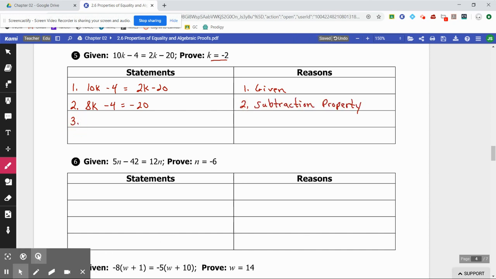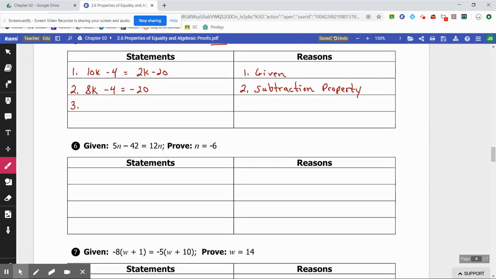Step number 3, I'm now going to get rid of the minus 4 by moving it to the right side. So my 8k is going to stay. My equal sign is staying. So I'm adding 4 to both sides. So negative 20 turns into negative 16. That is the addition property.